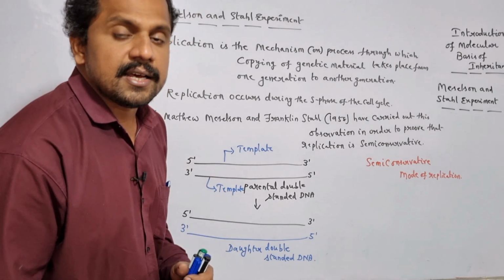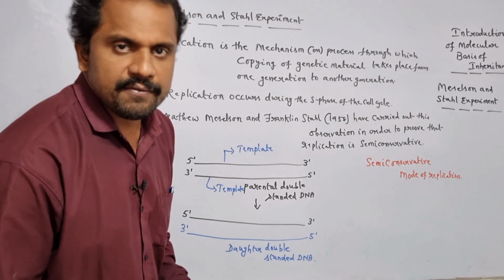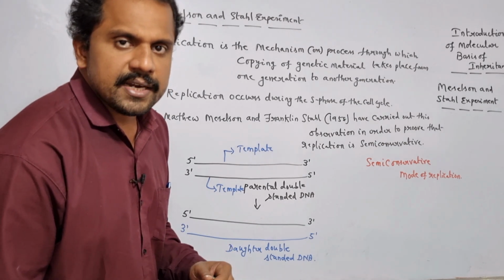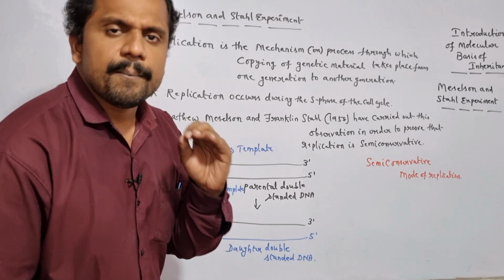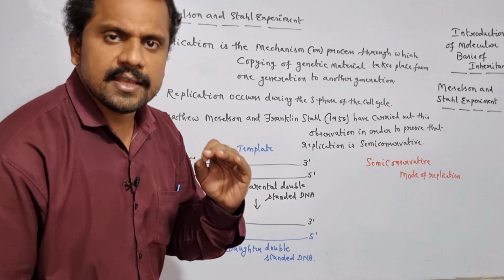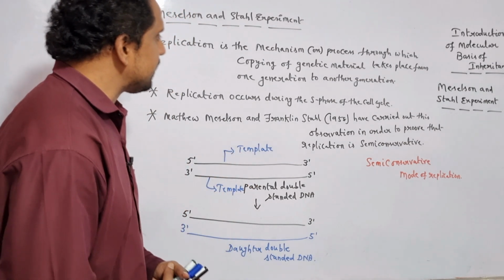So in order to prove that the mode of replication is semi-conservative, Meselson and Stahl carried out one of the groundbreaking observations in the year 1958. Right now we will be studying the experimental proof carried out by Meselson and Stahl in the year 1958 in detail. Is it clear? So let me arrange the things here.